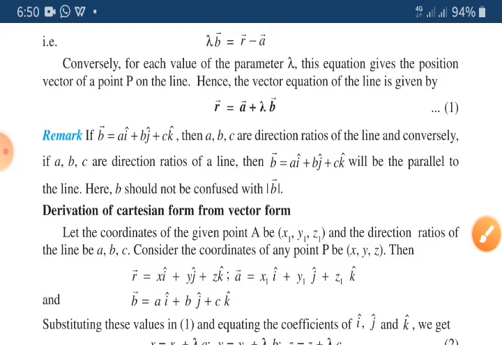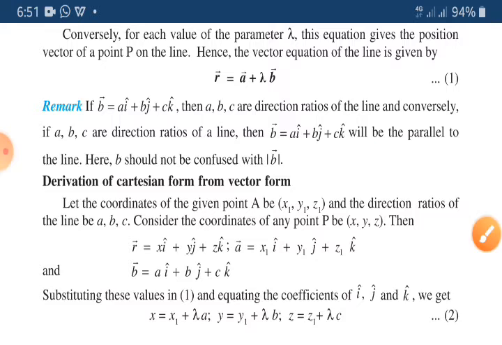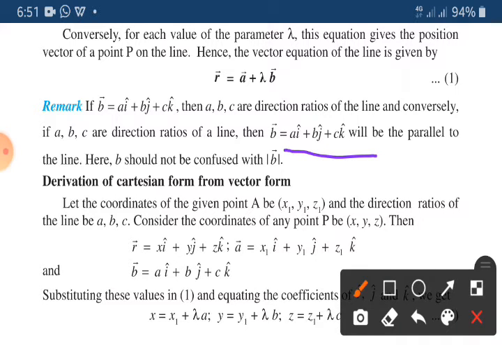The remark: if b vector is equal to a i cap plus b j cap plus c k cap, then a, b, c are direction ratios of the line. Conversely, if a, b, c are direction ratios of the line, then b vector equal to a i cap plus b j cap plus c k cap will be parallel to the line. Hence, here b should not be confused with the magnitude of b vector.